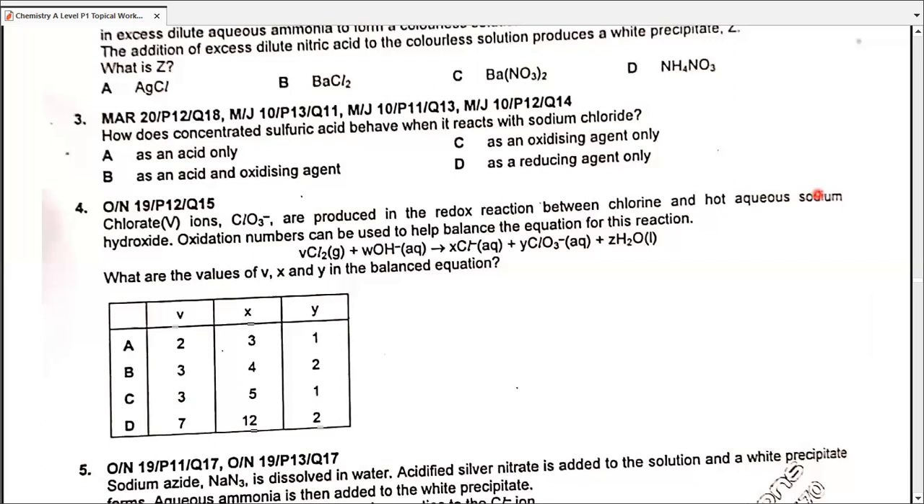What if we were talking about sodium bromide or sodium iodide? What would you choose then? Reducing agent. What about you, Saad?